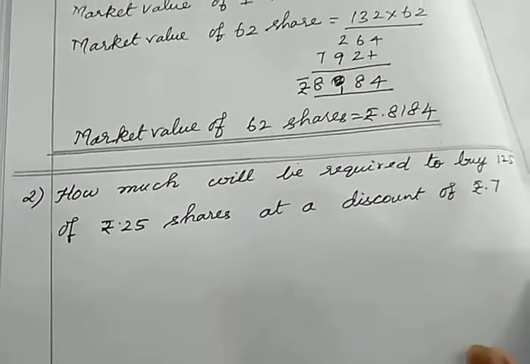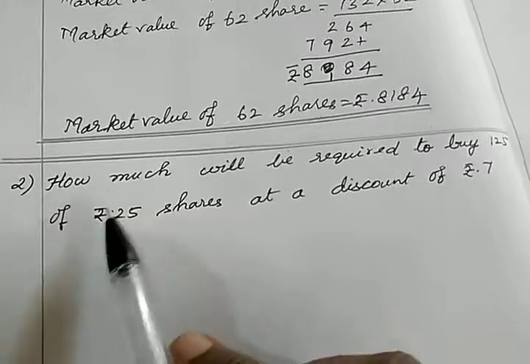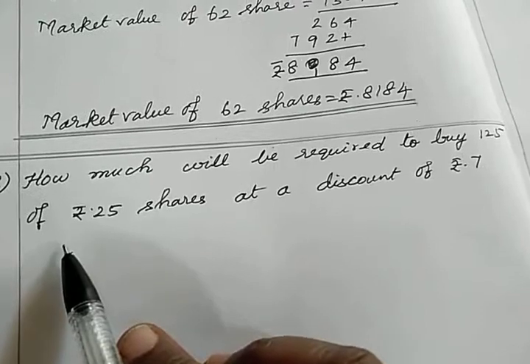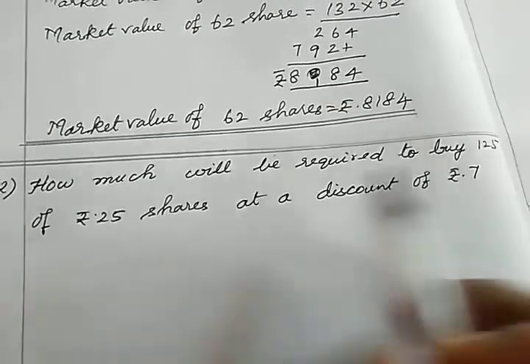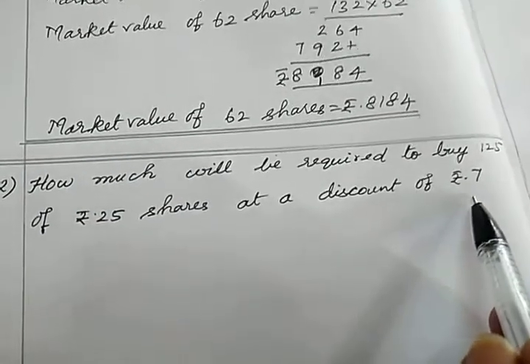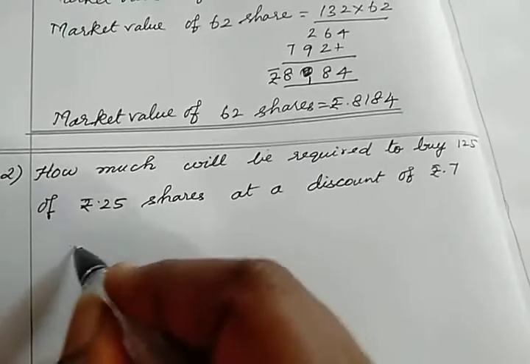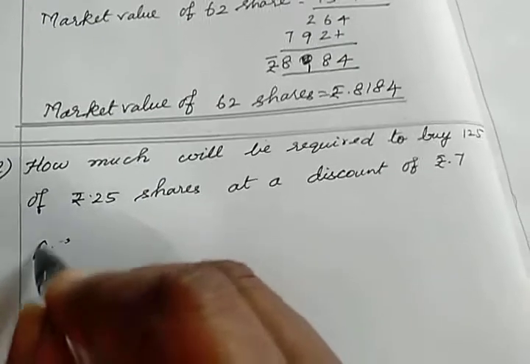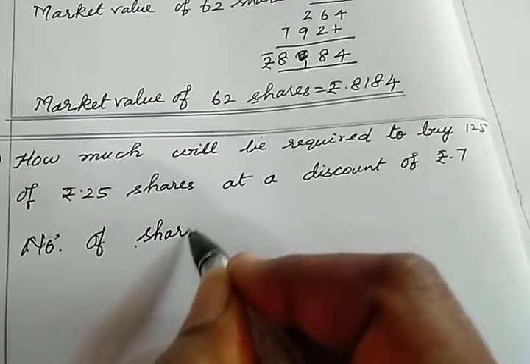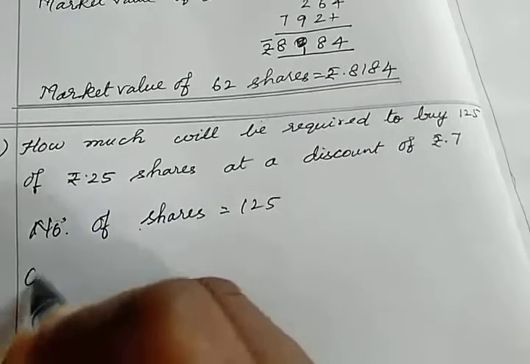Sum number 2. Before going to sum number 2, you have to underline the solution after completing the sum. Clear, children? Now sum number 2: how much will be required to buy 125 shares? So we have to buy 125 shares. The value of one share is rupees 25 at a discount of rupees 7. So they have given the discount also. So number of shares we will write first. Number of shares we require to buy is 125.